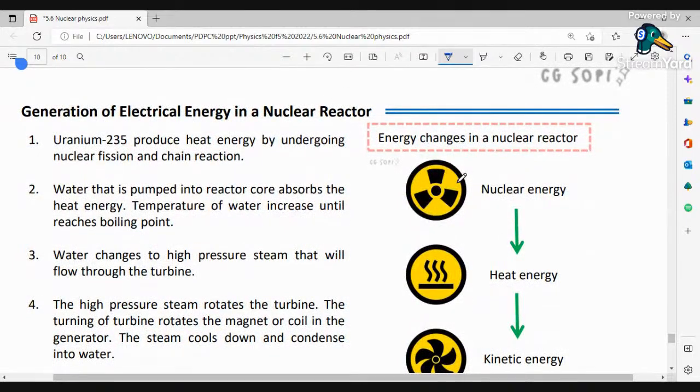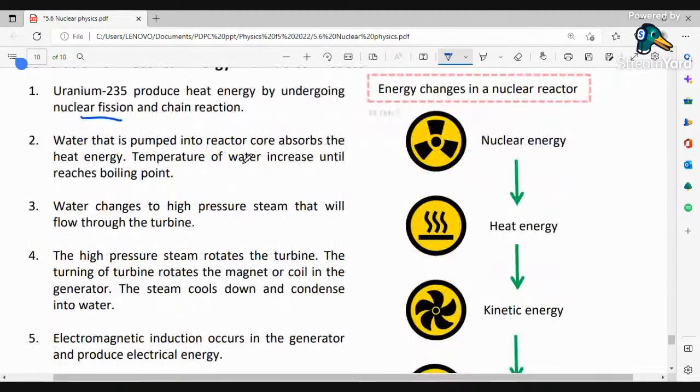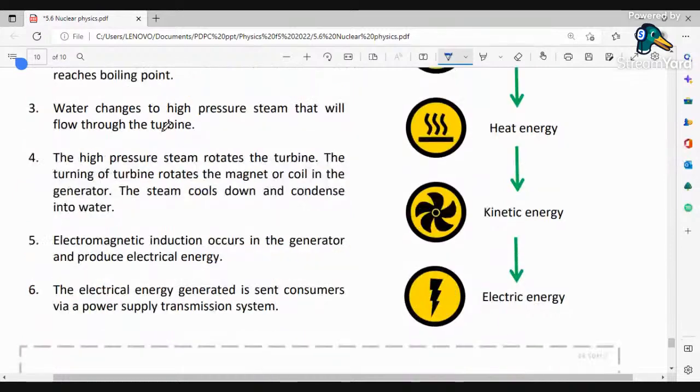Okay, before we end, this one is the last part, generation of electrical energy in nuclear reactor. So the process of fission normally used in order to produce electricity in nuclear power station, nuclear reactor. Use is uranium-235, produce heat energy by undergoing nuclear fission. Water pumped into reactor core, absorb heat energy. Temperature water increase until reaches boiling point. Water changes to high pressure steam that will flow through the turbine. The high pressure steam rotates the turbine.